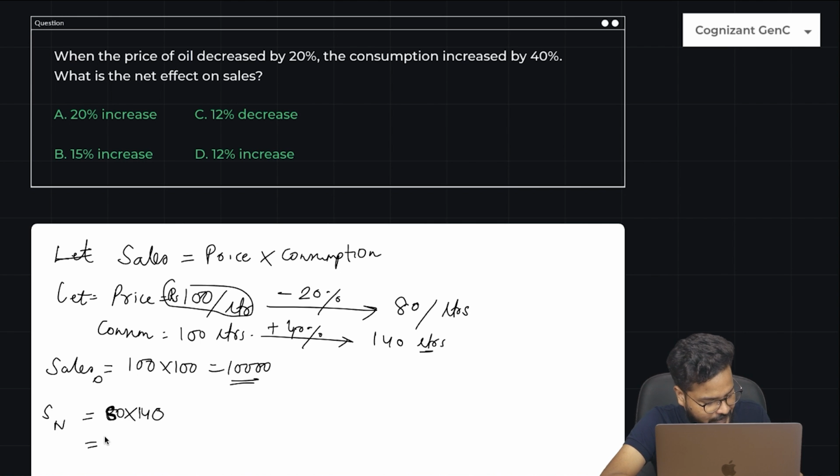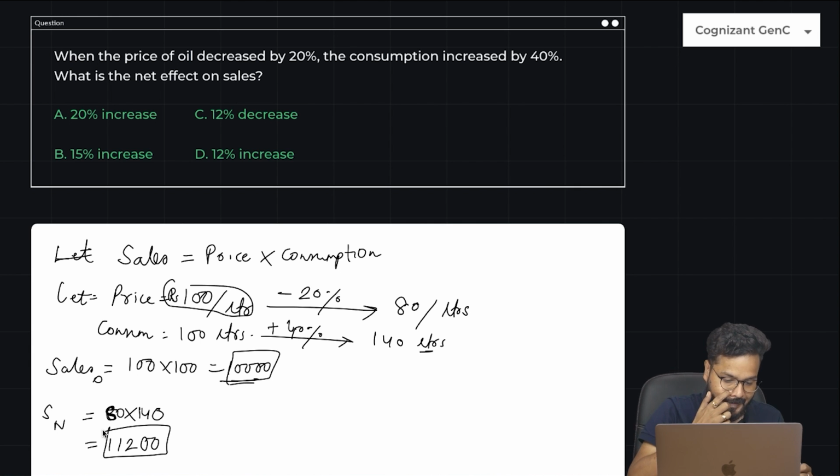Yes. What is that, guys? 14 8s are 112. So 11200. This was the initial sale. This is the new sale. What is the net effect on the sale?